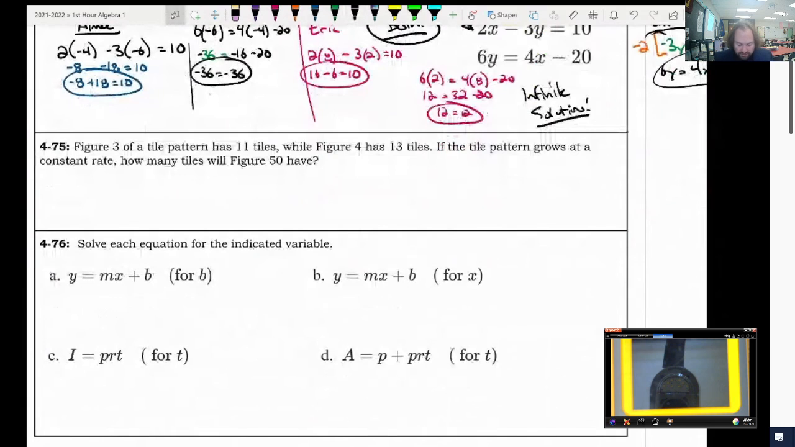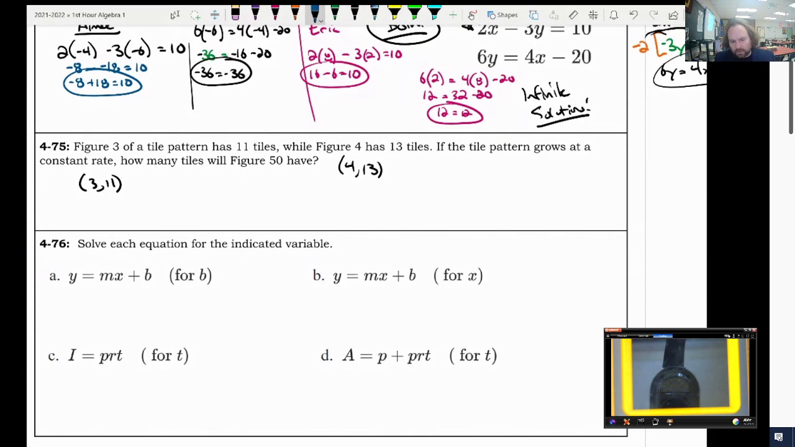475, figure 3 of a tile pattern has 11 tiles. I'm going to write down 3, 11 for that. Figure 4 has 13 tiles. So 4 and 13. If the tile pattern grows at a constant rate, how many tiles will figure 50 have?